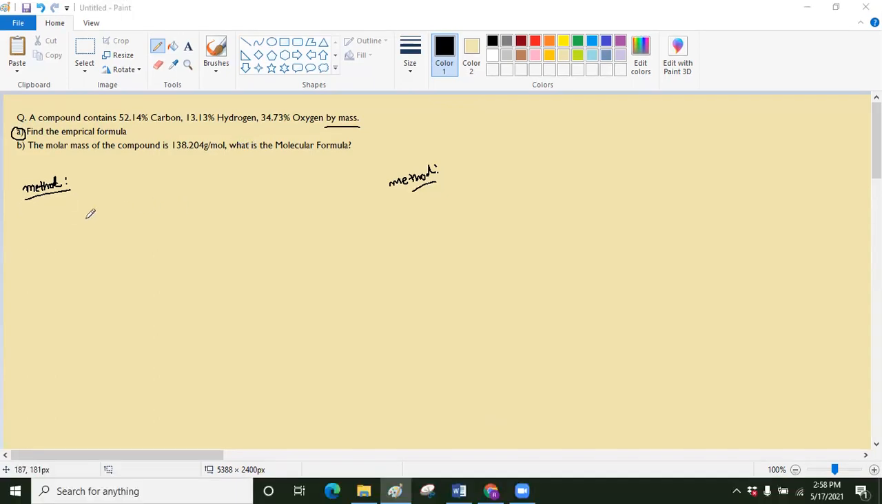The first method in this case would be to take the grams of the element, let's say carbon or hydrogen or oxygen individually, and divide by the atomic mass. So if we're doing this formula for carbon, we would take the grams of the element and divide by the atomic mass of carbon. And the first assumption here is to assume that you have 100 grams of the compound.